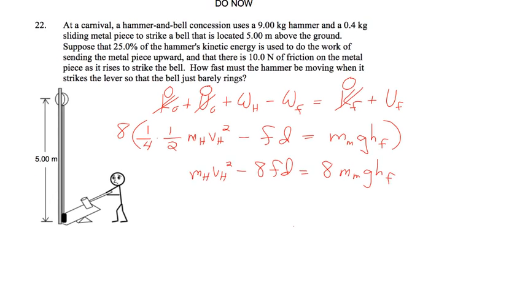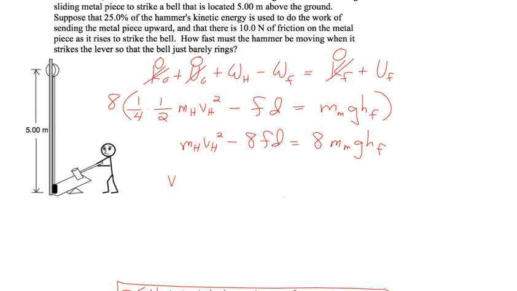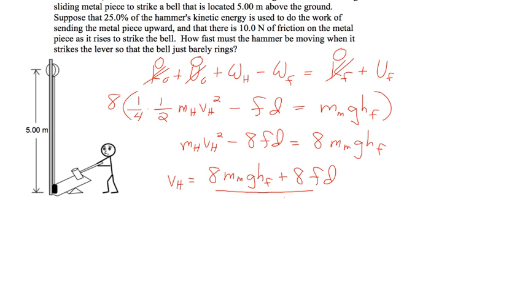So doing all that algebra at once, the velocity of the hammer is going to equal 8 mass of the metal piece, g, hf. Now I'm going to move this over there, so since it's minus on this side, it's going to be plus on that side, so it's going to be plus 8fd, and that's all going to be divided by the mass of the hammer. And that would equal vh squared, so it's going to be the square root. So that's what's going to get me there.